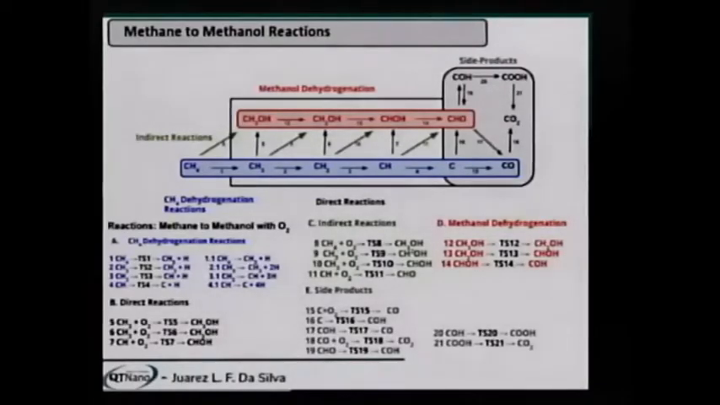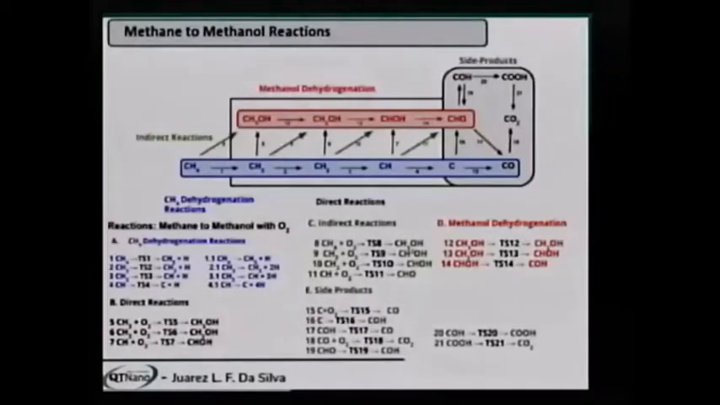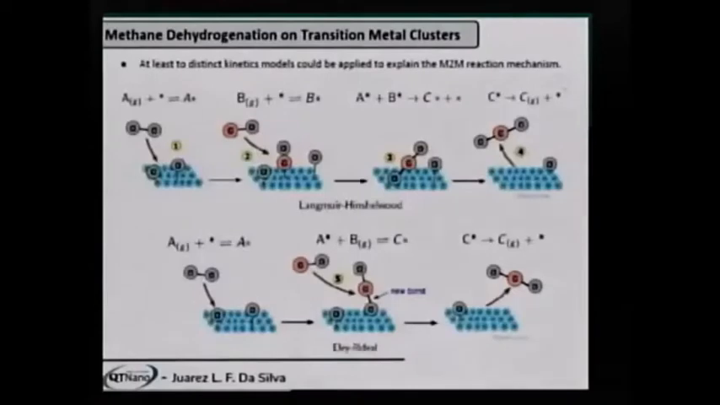So we have the direct reactions. In the indirect reaction, we have a hydrogen abstraction before yielding the product. Then the product, the hydrogenation, and also the side products. To model this type of reaction, you also want to choose, in agreement with experimental results, the kinetics involved.